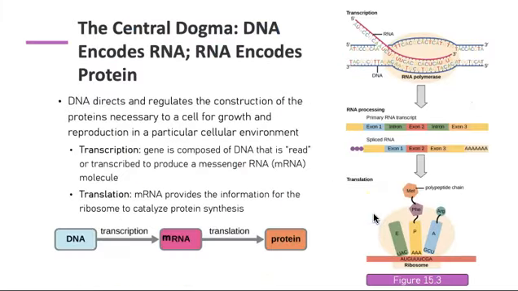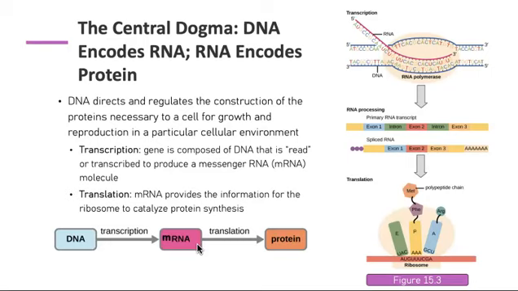So let's talk about that central dogma. Now we know that DNA is going to direct and regulate the construction of our proteins that we need for cell growth and reproduction in a particular cellular environment. And so we're going to start off by first replicating our DNA, which we talked about in chapter 14. And then that DNA is going to be utilized to go through a process called transcription. Transcription is going to essentially take a gene that is composed of DNA and read it or transcribe it to produce what's known as messenger RNA or mRNA.